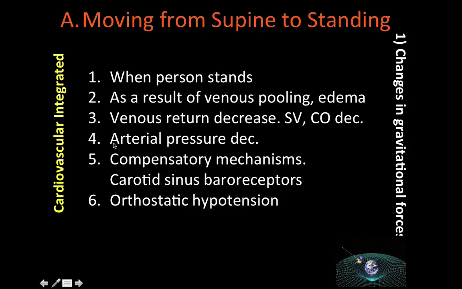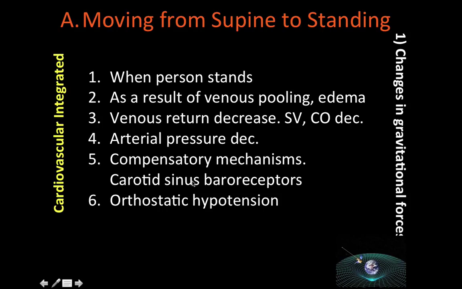Moving on, the arterial pressure we would also expect to decrease, and why is that? It's because of the reduction of the cardiac output. I just told you the cardiac output is decreased. If the cerebral blood pressure becomes low enough, then sometimes we can get fainting. So people who stand for a long time without moving from one position can faint. The compensatory mechanism is the carotid sinus baroreceptor.